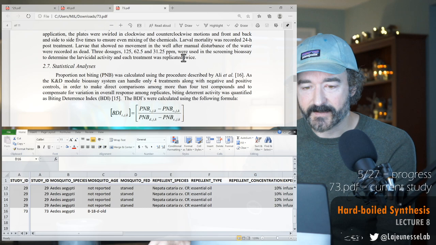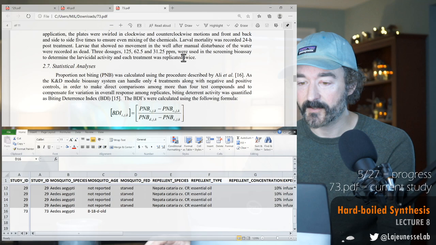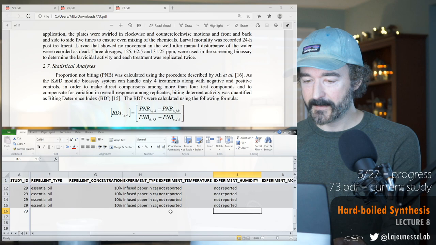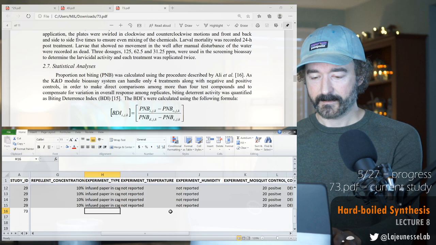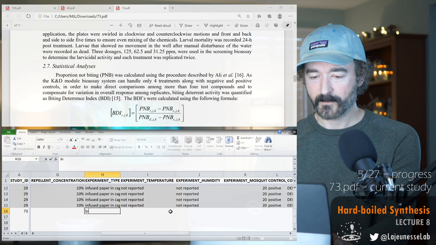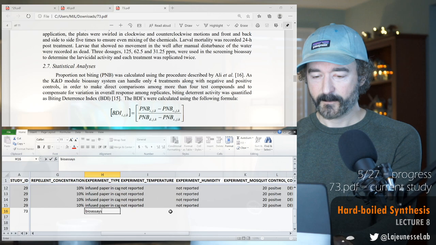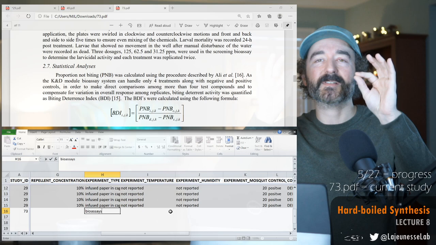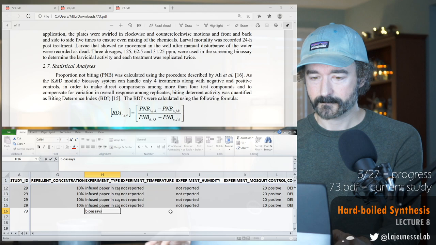Statistical analyses, proportion not biting was calculated. Okay, so I'll just start populating the spreadsheet now. We have 4 different types of Nepeta. I don't know what, it's like a bioassay where individuals are tested. So the other experiments, we had like a box filled with mosquitoes. We're looking at landing rates. Here, individual mosquitoes are tested. So I'm just gonna call it individual bioassays.